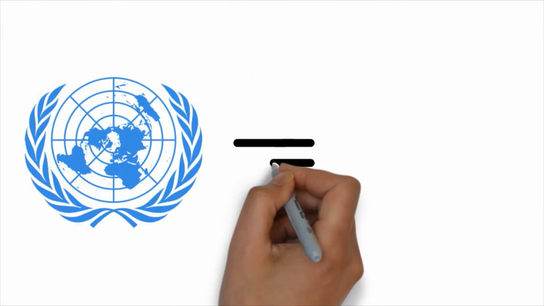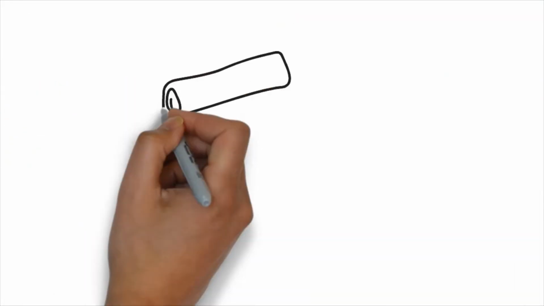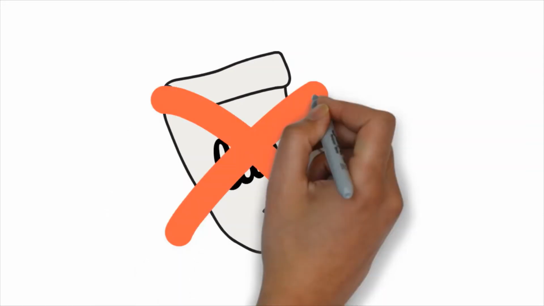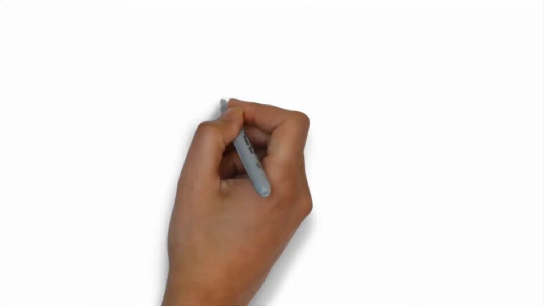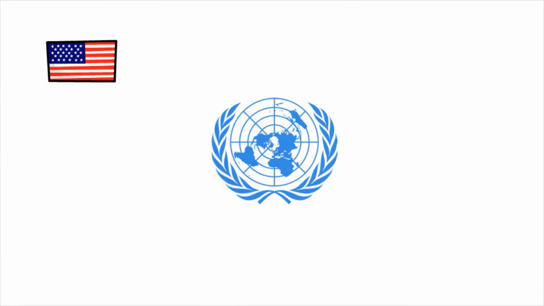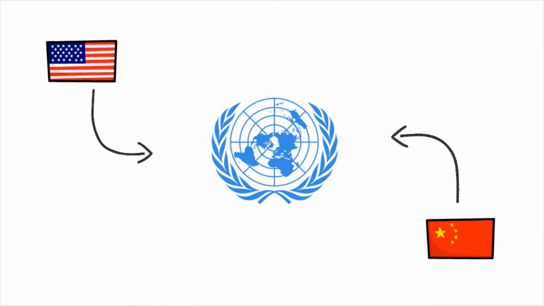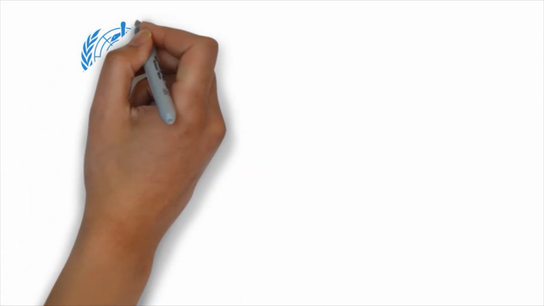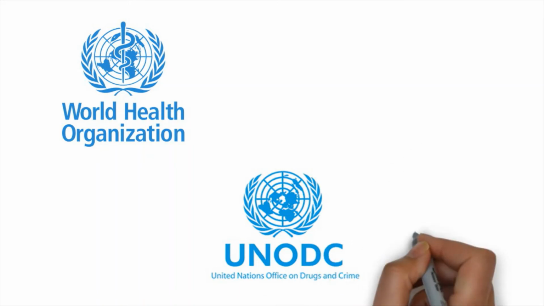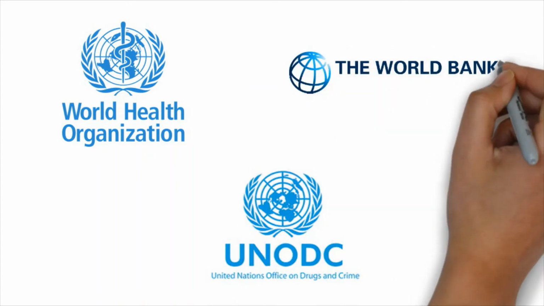The United Nations is not a government, and it does not have the authority to make laws. It instead acts as a central authority for the implementation of international agreements, which creates a system of international law. There are many UN agencies that have a tremendous impact on global relations. These include well-known ones like the World Health Organization, the Office of Drugs and Crime, and the World Bank.